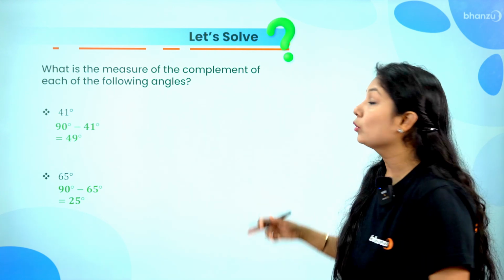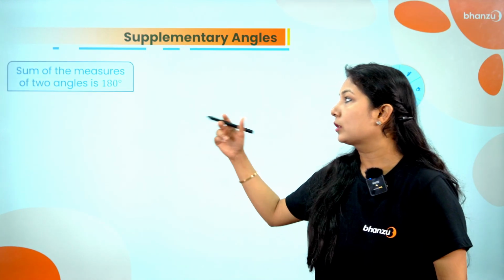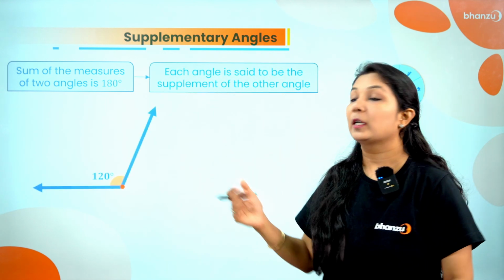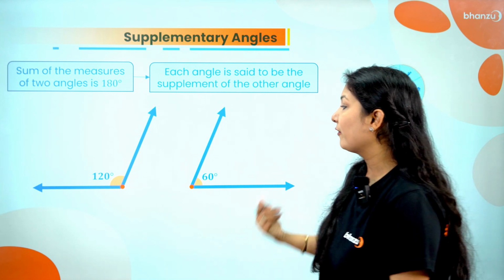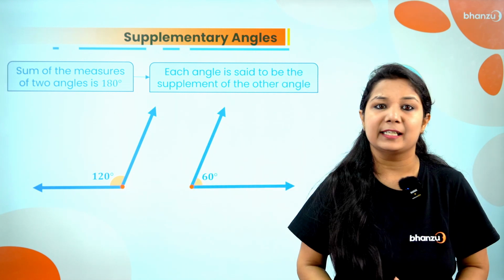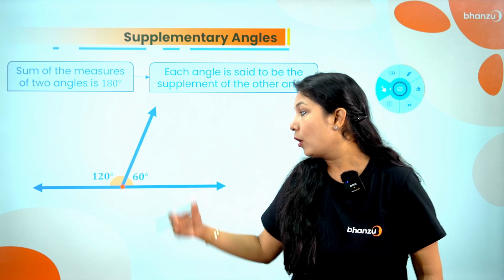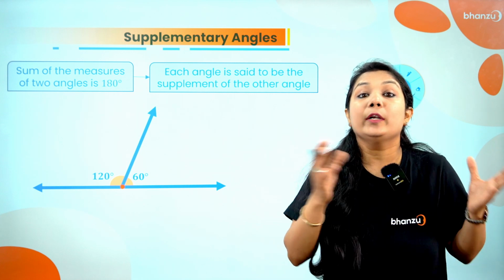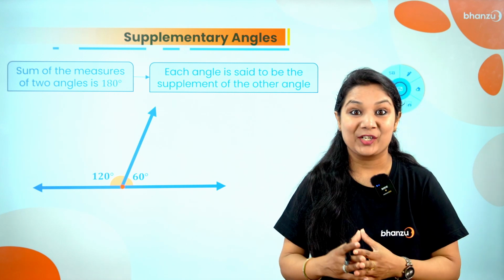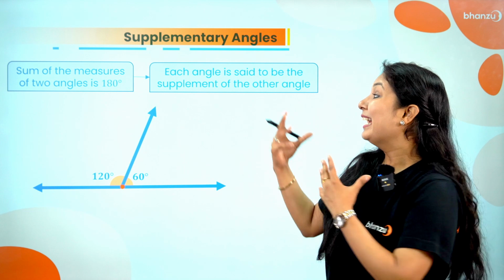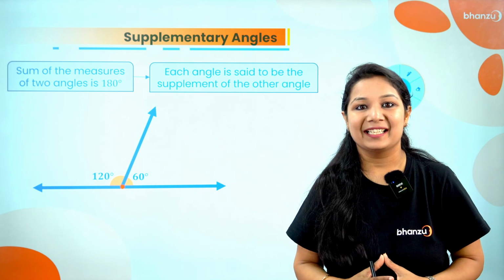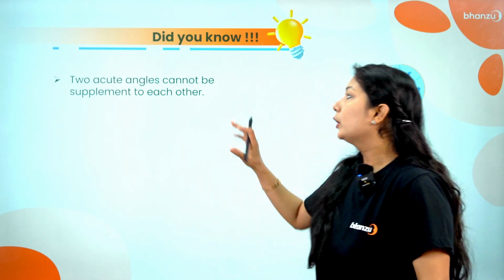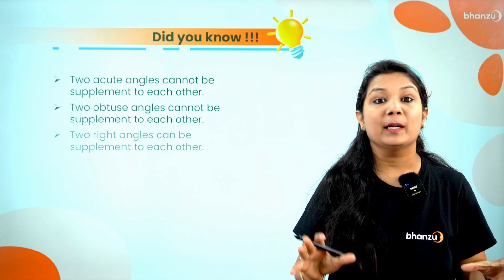So moving ahead to supplementary angles now. When the sum of the measures of two angles is 180 degrees, they are called supplements of each other. Like here we have the example of 120 degrees and 60 degrees. So if you add them, what do you get? You will get 180 degrees. Like how in complementary angles the sum of the measures of two angles was 90 degrees, here it is 180 degrees. Got it?